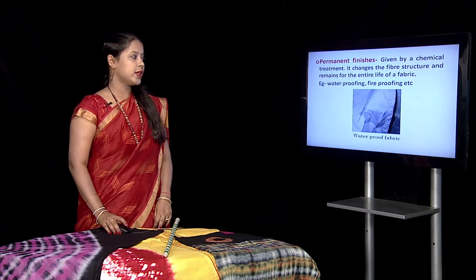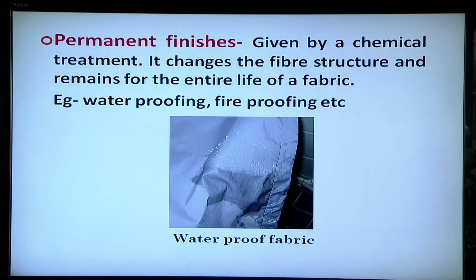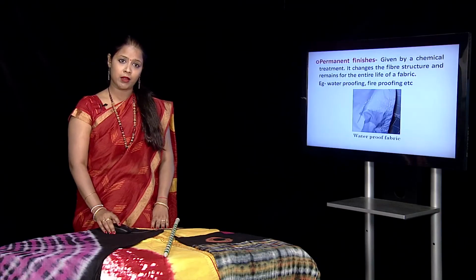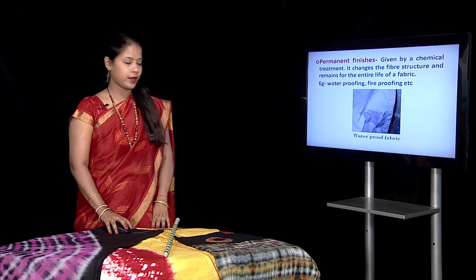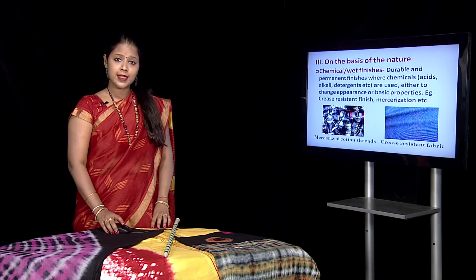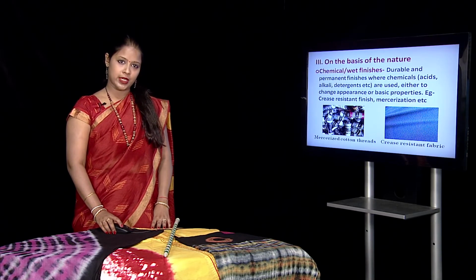The next are the permanent finishes, which are given by a chemical treatment. It changes the fiber structure and remains for the entire life of the fabric. The example being fireproof, waterproof finishes in which chemical is applied onto the fabric and enhance the properties of the fabric. The third categorization is on the basis of the nature.